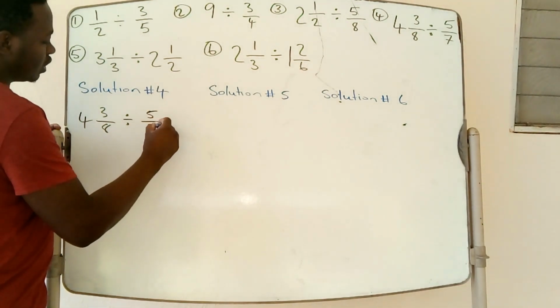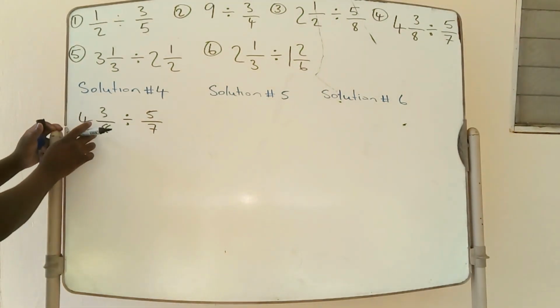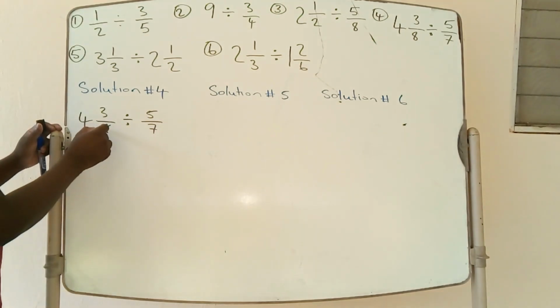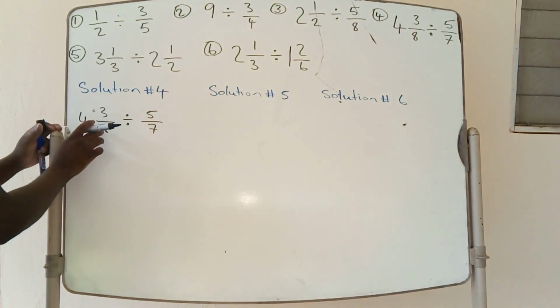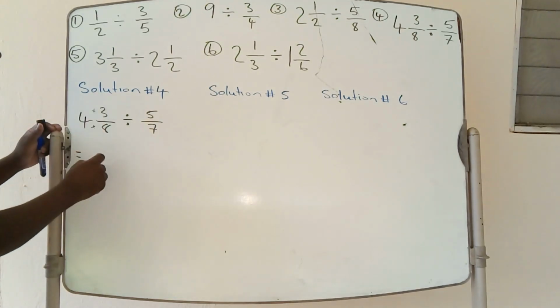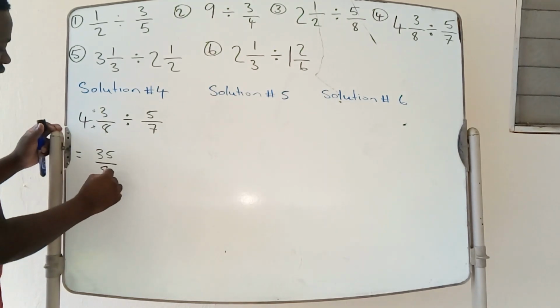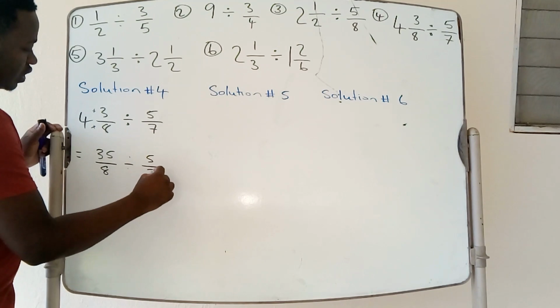So number 4, we have 4 and 3 over 8 divided by 5 over 7. Here, note that we have a mixed number, so we need to change this mixed number to an improper fraction. So we're going to take the denominator to multiply the whole number and then add the result to the numerator. So 8 times 4, that is 32, plus 3, that gives us 35, and we keep the denominator of 8, divided by 5 over 7.